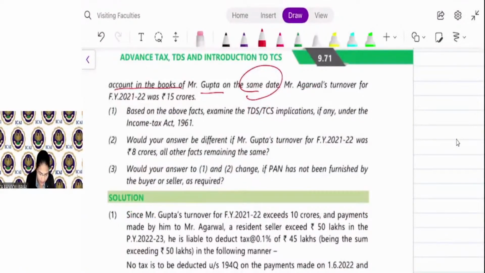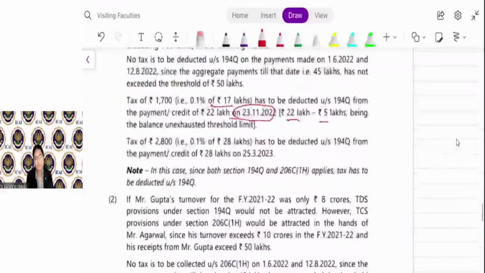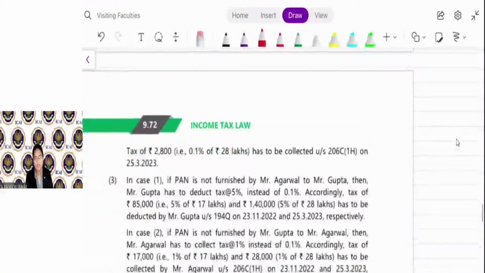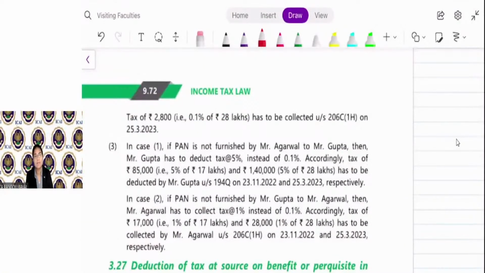Would your answer to 1 and 2 change if PAN has not been furnished? Here, my dear friend, if the PAN is not furnished, section 206AA applies. If the PAN is not provided, then the rate of TDS is 5% instead of 0.1%. A higher rate of TDS is applicable, that is 5%. So in the first case, if Mr. Agrawal has not provided his PAN to Mr. Gupta, then Mr. Gupta is required to deduct TDS at the rate of 5%.